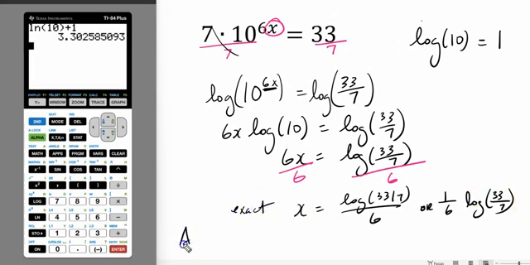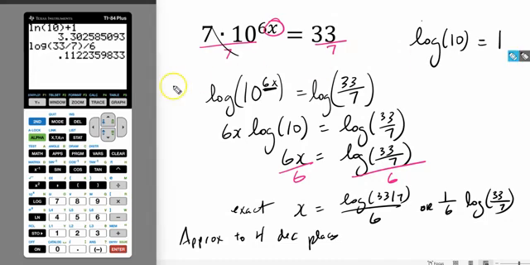And now again, if I'm told to approximate to 4 decimals, then I am going to put in my calculator, I think this first way is probably, I'm going to use the LOG button of 33/7, close parentheses, and then divide that by 6. And then if I take that to 4 places, this 3 here will not change anything.